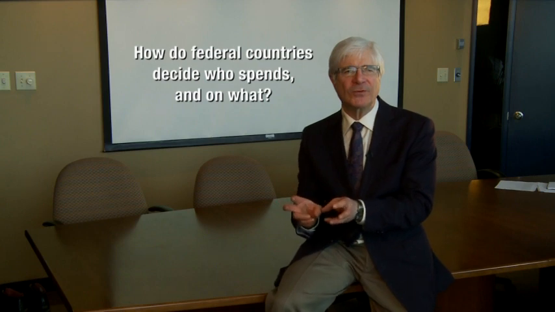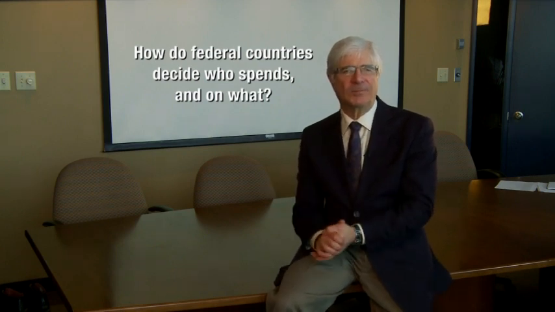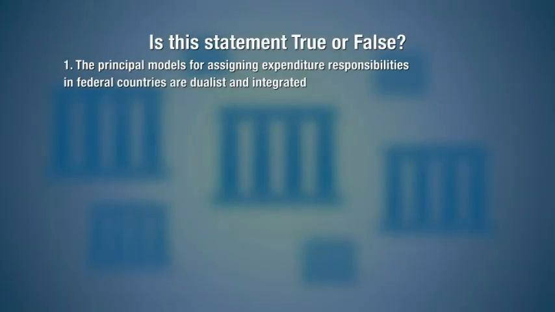In this module, we looked at the question, how do federal countries decide who spends and on what? Before we move on to the next module, here's a quiz to help you answer that question. 1. The principal models for assigning expenditure responsibilities in federal countries are dualist and integrated. Is that statement true or false? Statement number 1 is true. Dualist and integrated are the two principal models.